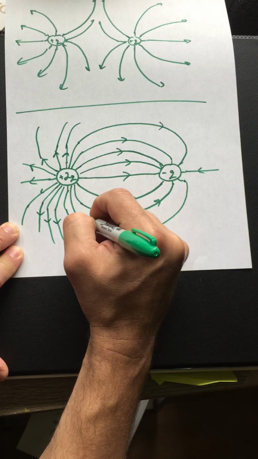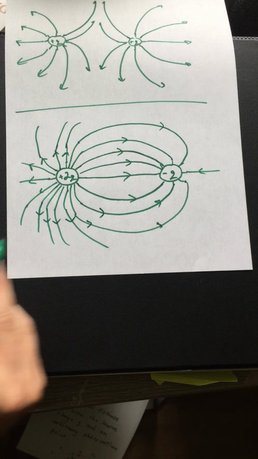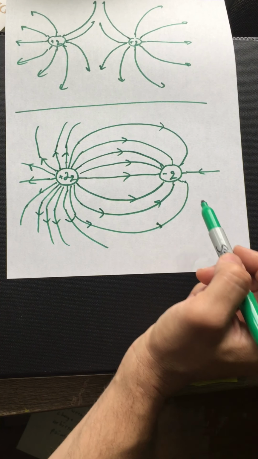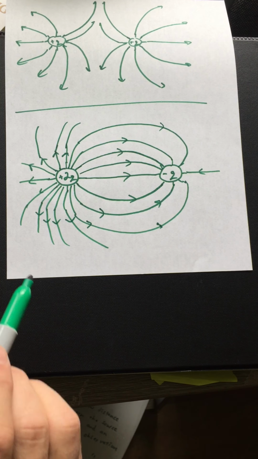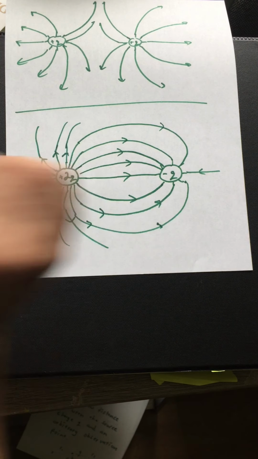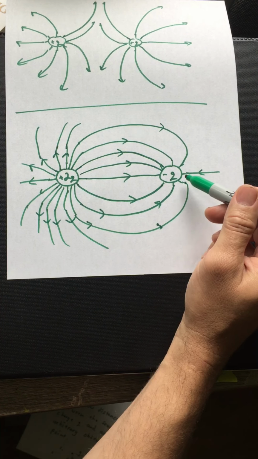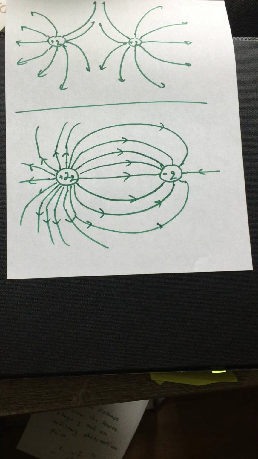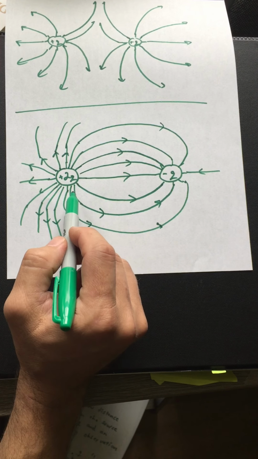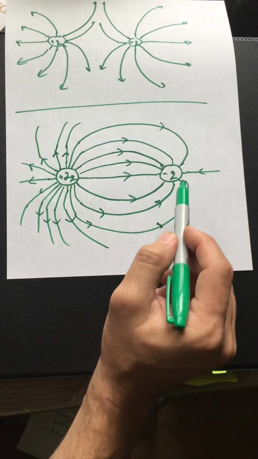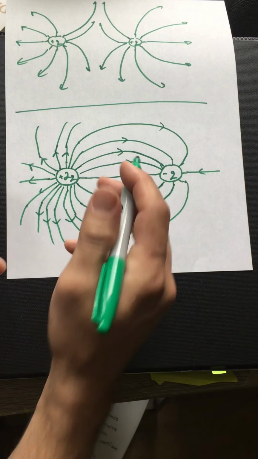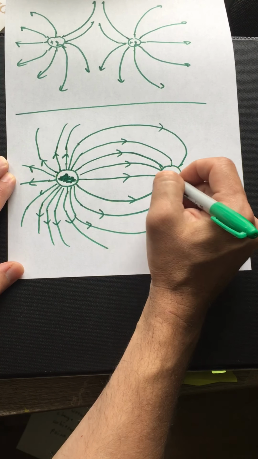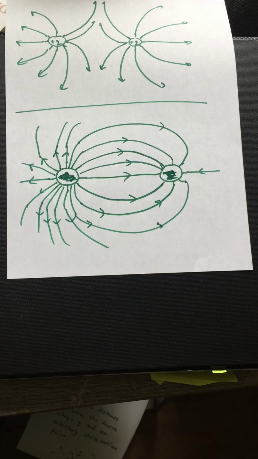The upshot of this is, if I didn't know that this was plus 2q, and I didn't know that this was negative q, I could determine that just by counting the field lines. How many are coming out of here? 8. How many are coming out of here? 16. That tells me immediately that this charge is twice as much as this. And then I could notice that they are connecting. That tells me this is negative and this is positive. So if you didn't know this information, you could actually still get it just from this graph.